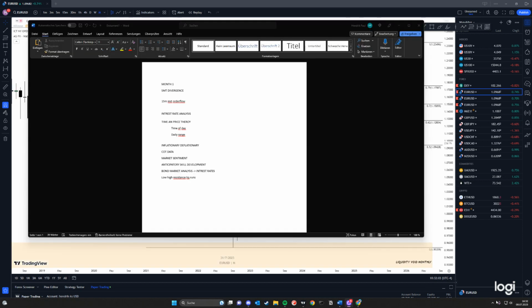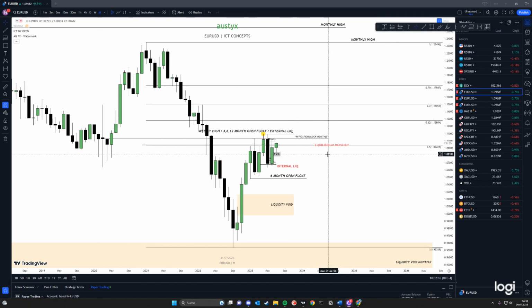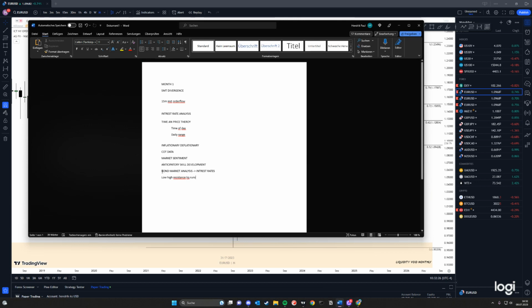Alright guys, basically 45 minutes done. I just texted you, my internet shut off anyways. We could continue now since the charts are back on. For now, we are going to leave the EURUSD and continue with the interest rate analysis. So bond market analysis, interest rate analysis is what we are going to do now.